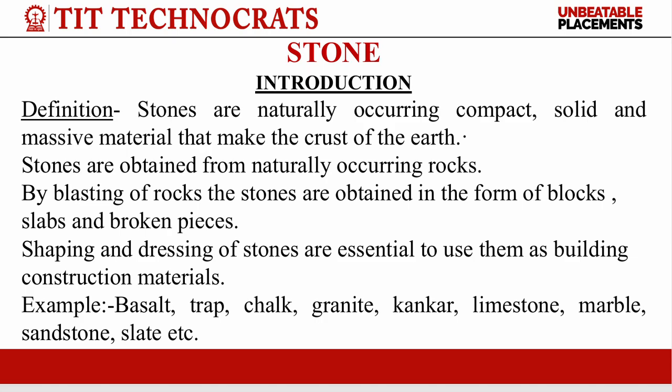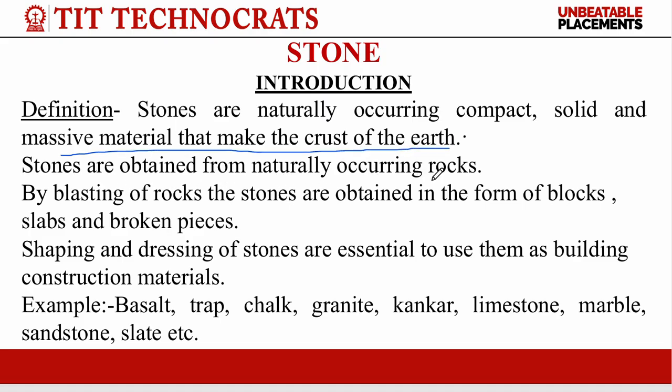The stones are derived from the rock of the earth's crust. We can see that it does not have any definite shape and structure. In actuality, these are the fragmented parts of the rock. These are mainly formed by weathering of sedimentary rocks by sun rays, wind, and water. Stones are naturally occurring compact, solid, and massive material that make up the crust of the earth.